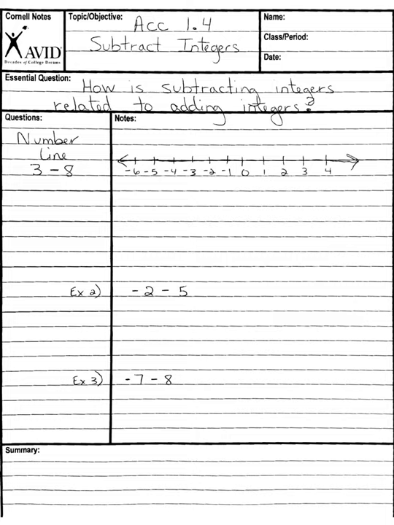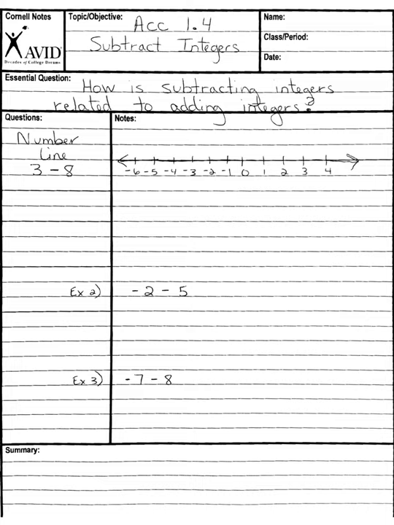So looking at our accelerated notes 1-4, the last lesson we looked at adding integers. In this lesson, we're going to look at subtracting integers, and we're going to try to figure out how they are related. And I hope you're going to enjoy this one. So if we look at the problem that I have over here on the left, it says 3 minus 8, and we're going to use a number line to help us with this.